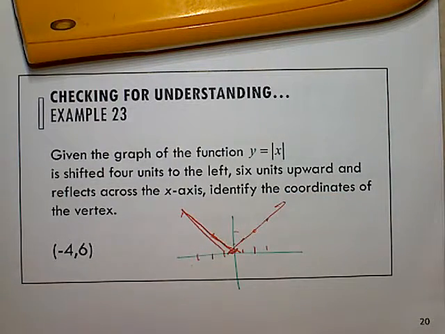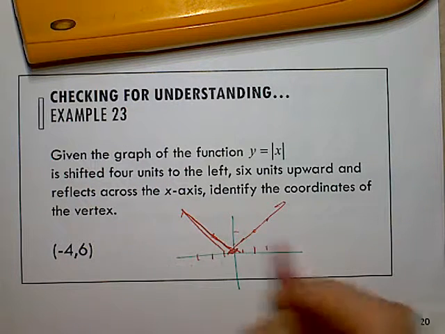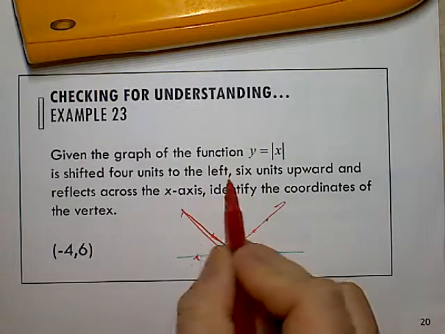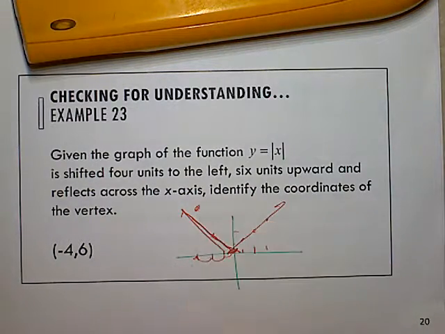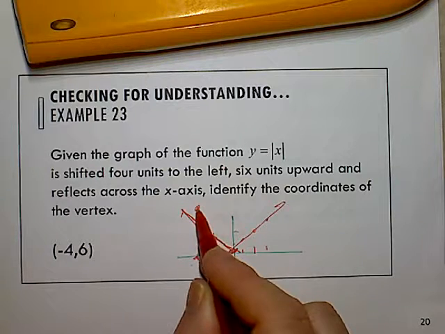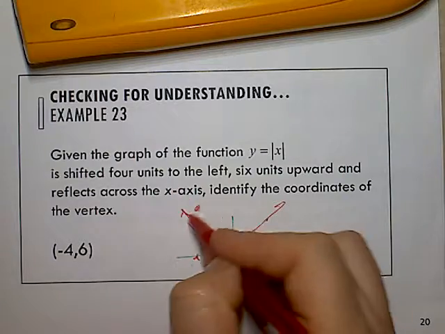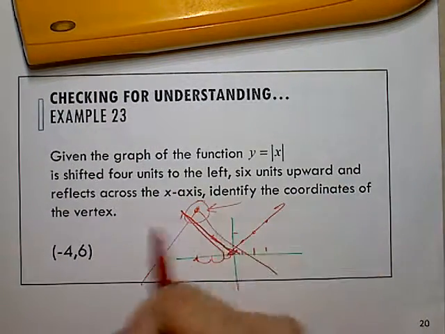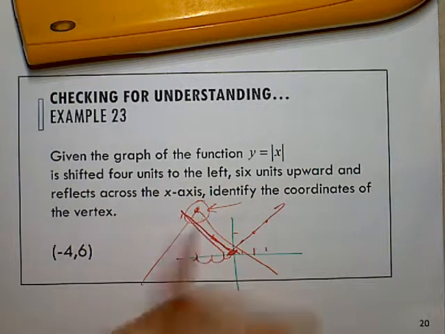Okay, so please listen. We're going to take this and we're going to shift it 4 units to the left. So I'm going to go to the left 4, and then I'm going to go 6 units upwards. 1, 2, 3, 4, 5, 6. It's right here. Left 4, up 6. And then it says we're going to reflect across the x-axis. So instead of going up, we're going to go down. Now the question is identify the coordinates of the vertex. So I went left 4 and up 6. Here's your vertex. Okay?